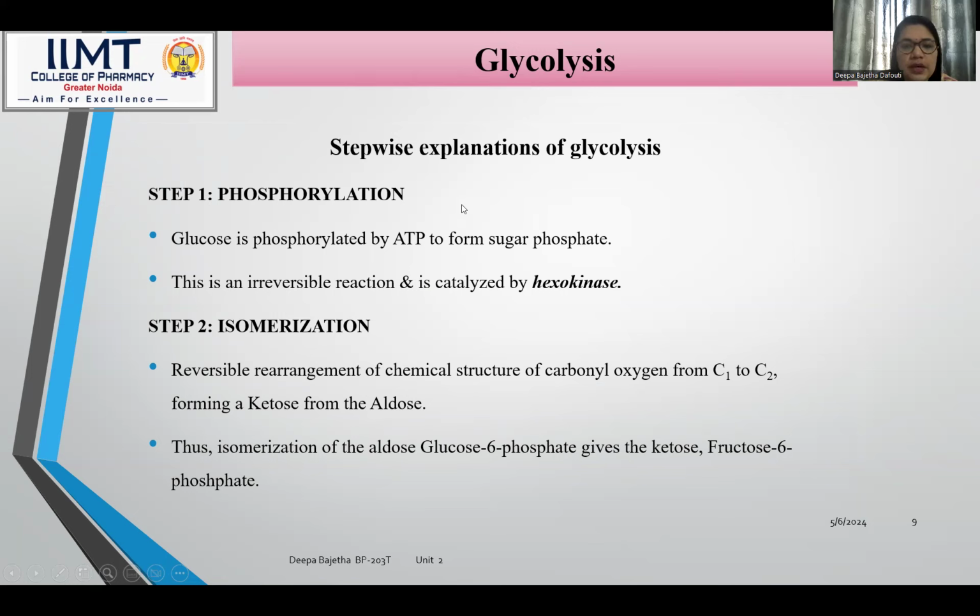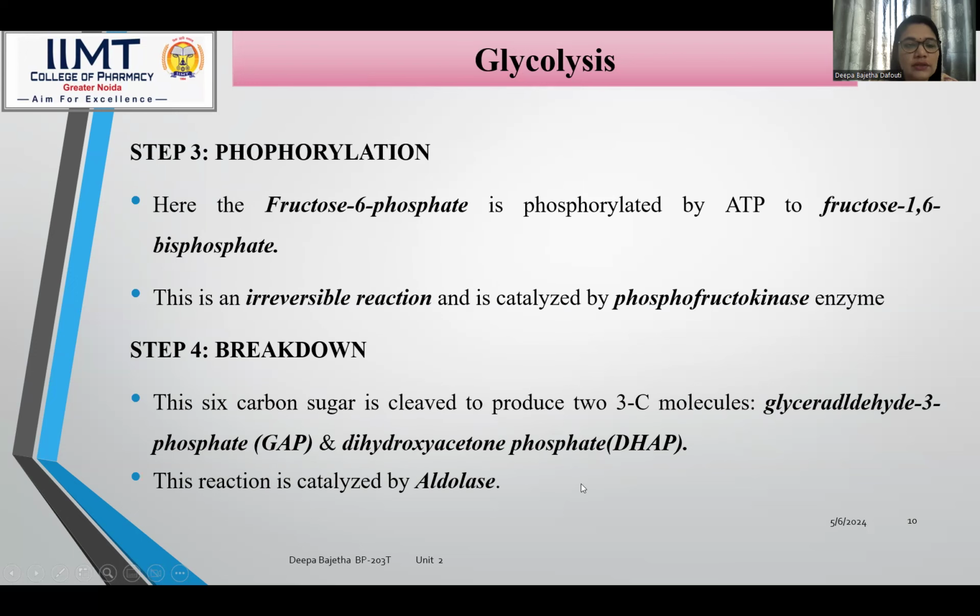And next is the stepwise explanation of glycolysis. So the first step in glycolysis is called phosphorylation. Glucose is phosphorylated by ATP to form sugar phosphate, and this is an irreversible reaction catalyzed by the enzyme hexokinase. The second step is called isomerization, a reversible rearrangement of the chemical structure of carbonyl oxygen from carbon 1 to carbon 2, forming a ketose from the aldose. Thus, isomerization of the aldose glucose 6-phosphate gives the ketose fructose 6-phosphate.